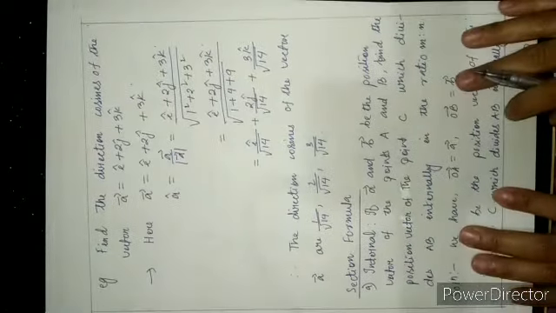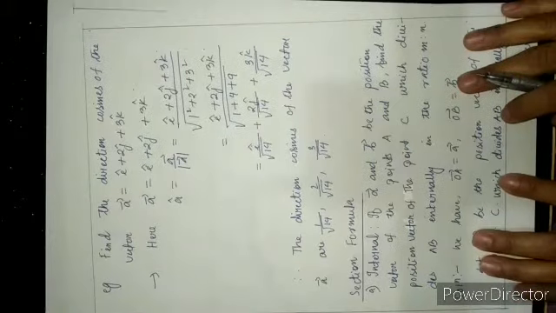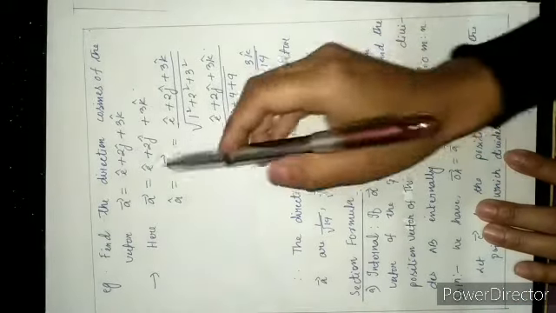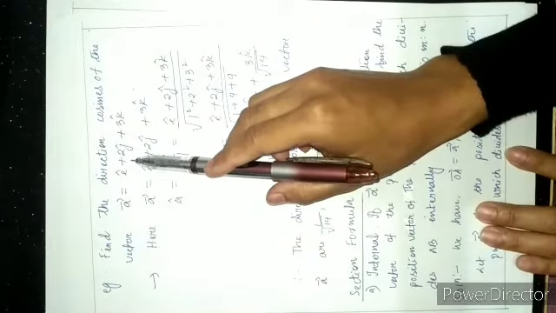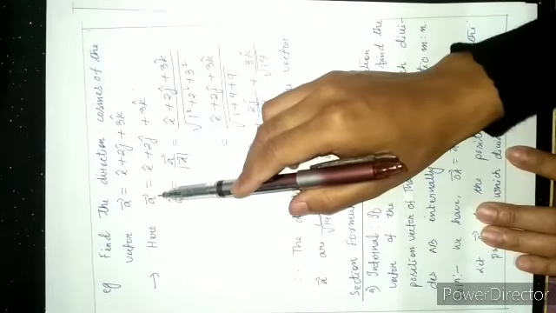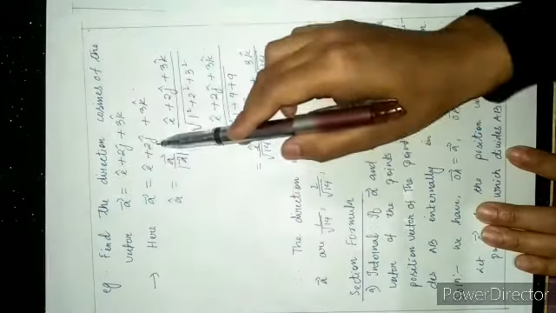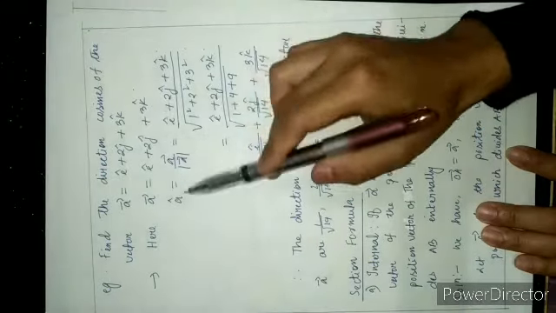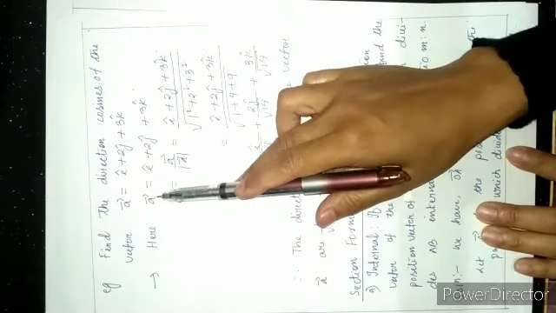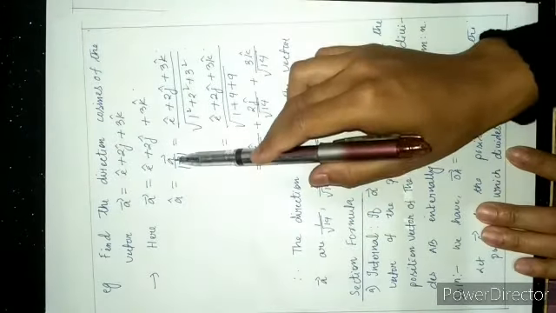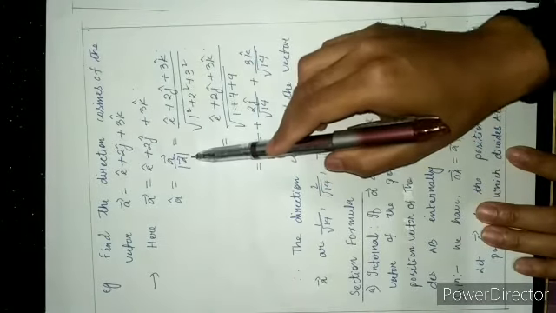Example: find the direction cosines of the vector A. First write the A vector components: I cap plus 2 times j cap plus 3 k cap. Then find A cap. A cap is the unit vector acting along this A vector, and A cap is given by A vector divided by the magnitude of A vector.